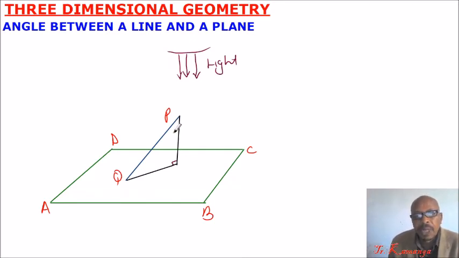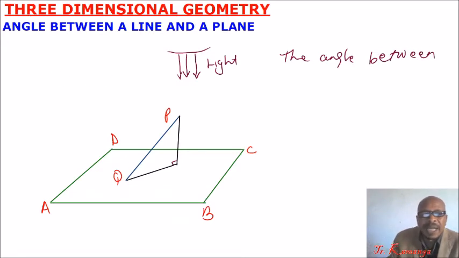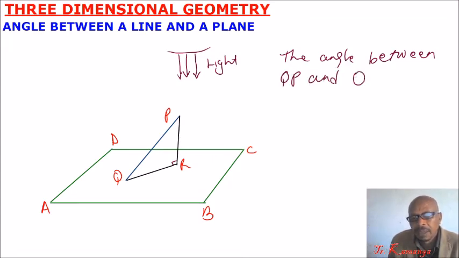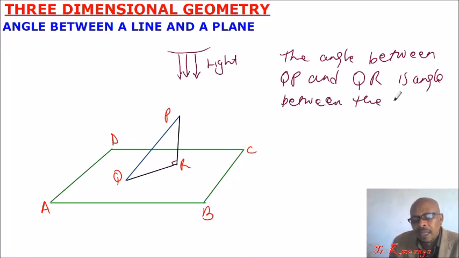So now line PQ, the angle between, so this point here we can call it R. So we say that the angle between QP and QR is the angle between the line QP and the plane A, B, C, and D.